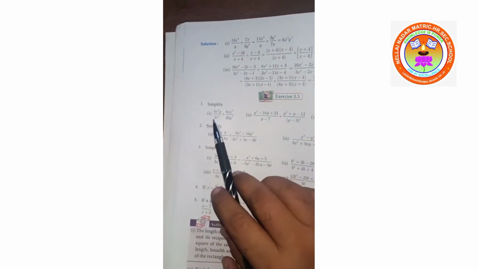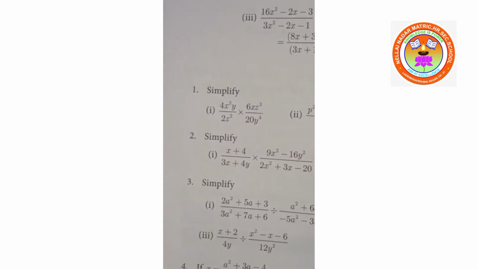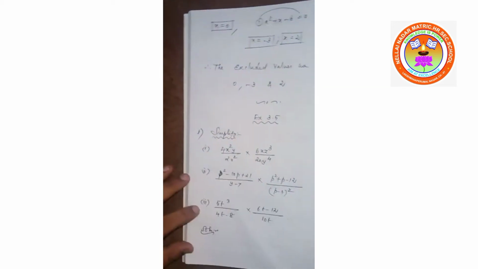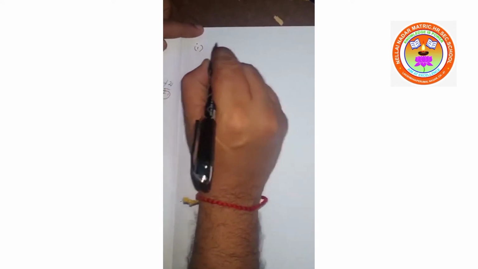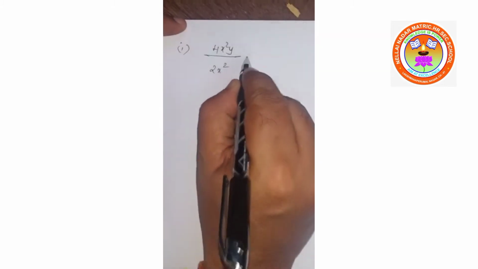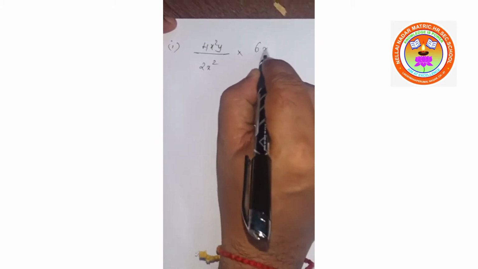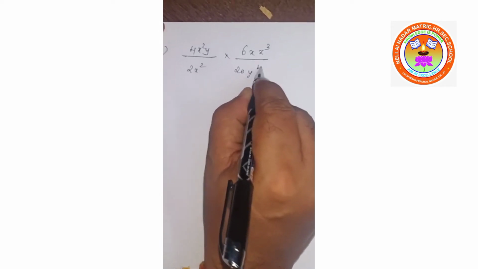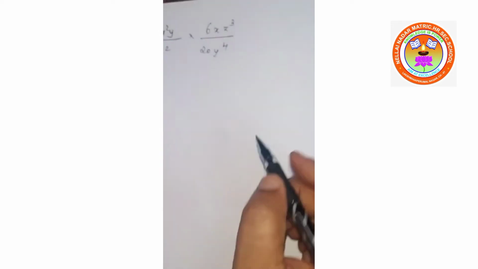Simplify. Totally 3 subdivisions are there. First subdivision: 4x squared y divided by 2x squared, into 6x z cube divided by 20y power 4. Very simple problem.